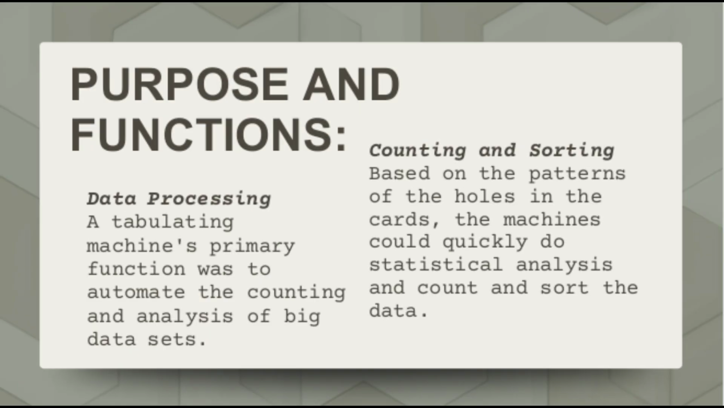Purpose and functions. Data processing. A tabulating machine's primary function was to automate the counting and analysis of big datasets. Counting and sorting. Based on the patterns of the holes in the cards, the machines could quickly do statistical analysis and count and sort the data.